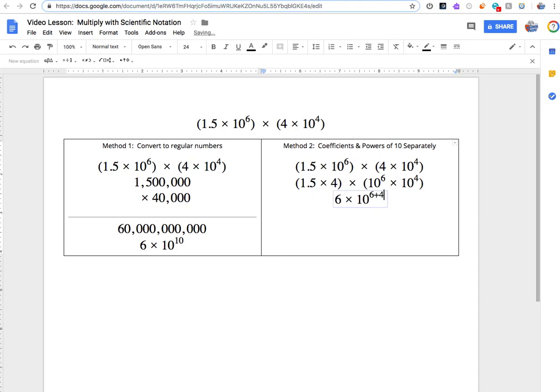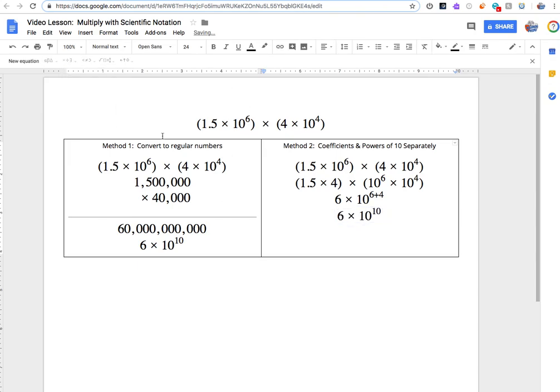We know from our rule with exponents, if we have the same base multiplied together, we can just add those exponents up. 6 copies of 10 times 4 more copies of 10 actually is just going to give us 10 total copies of 10. We see for method 1 and method 2 we get to the same answer. You'll decide which method's best for you, but I think you can see method 2 kind of makes it a bit easier because we don't have to worry about counting all these zeros. They're just contained in the powers of 10.